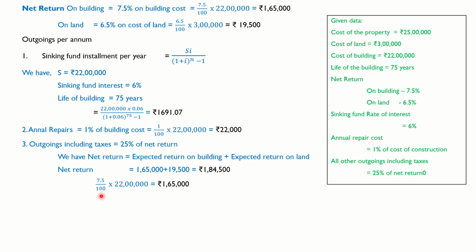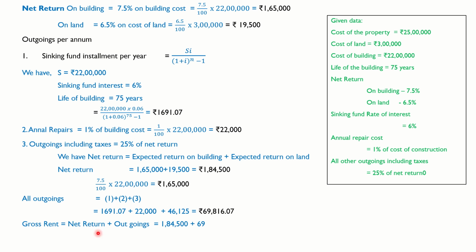This is actually 25% of the net return. Yes, sorry. So see, it was repeated, no issues. All outgoings, we have to add all these. Okay, we got it as 1691 plus 22,000 plus 1,84,500. Please ignore this, this was repeated.